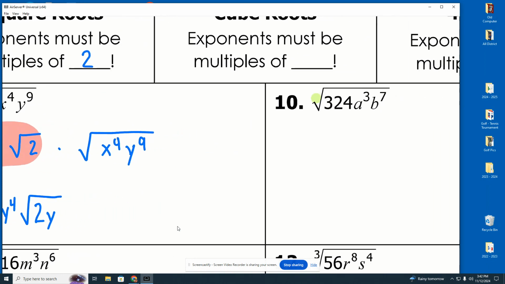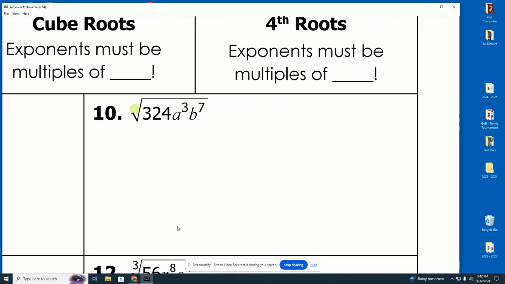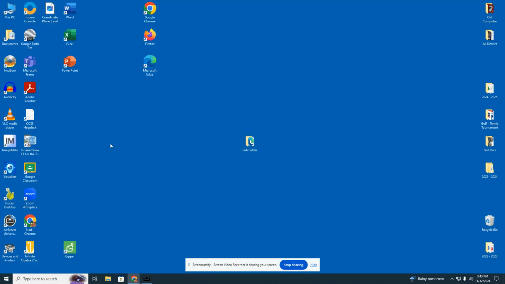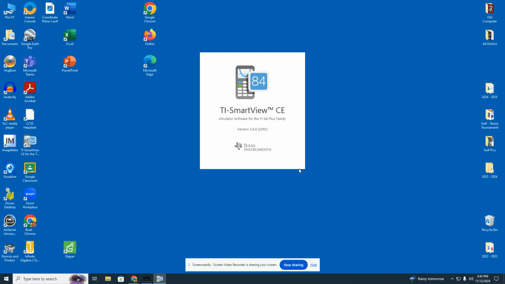So let's move over here to number 10. Number 10, still square root of 324, and then you've got a cubed b to the 7th. So let's start with the 324, okay? Is 324 a perfect square? Well, remember, it's not on my list because my list only went up to 100 yesterday. So remember how I told you guys we could check to see if something is a perfect square? I told you to go second x squared, and let me get my calculator open. I told you to go second x squared.